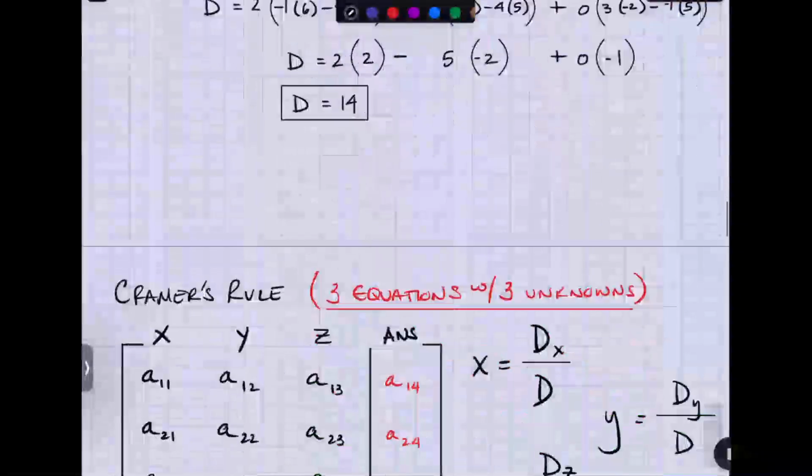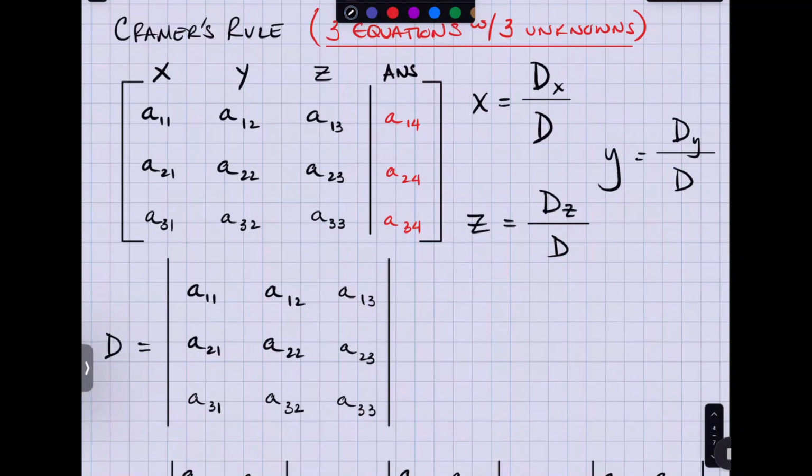But if it is 3 equations, 3 unknowns, as you guys can see, it would be a 3 by 4 matrix. Exactly the look I was looking for. And x is dx divided by d, y would be dy divided by d, and then z would be dz divided by d. The d is still the same, right?